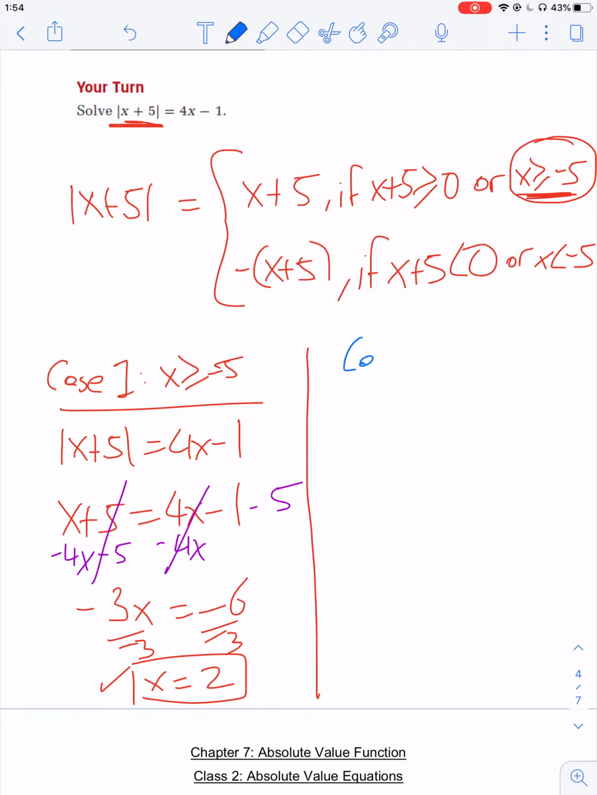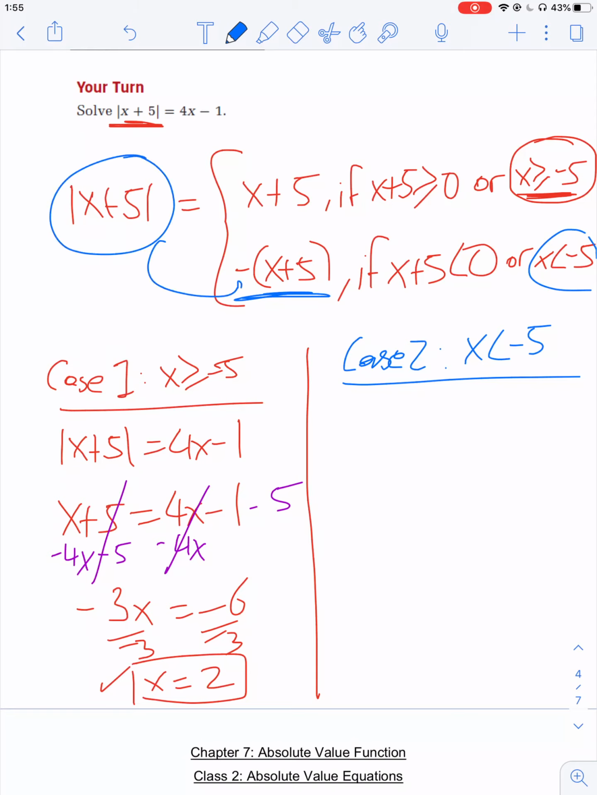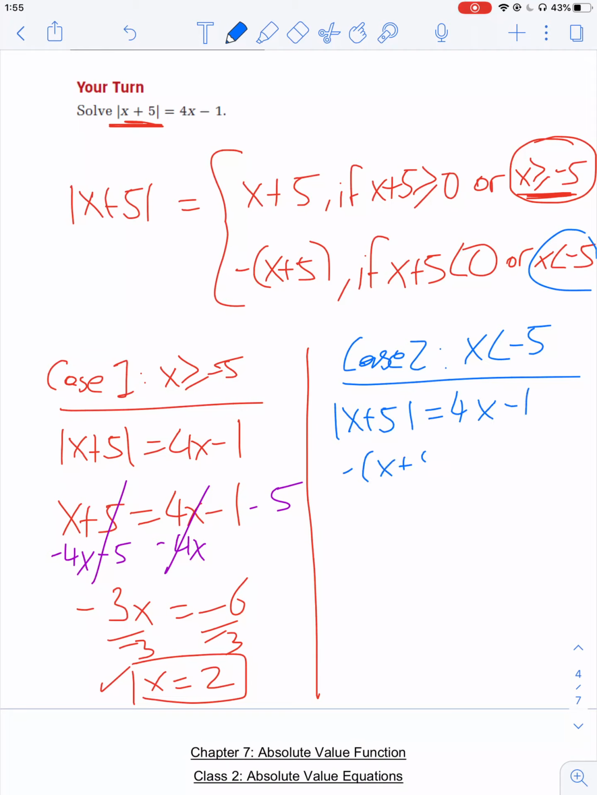Case 2 is when x is less than negative 5. When x is less than negative 5, that means the number on the inside will be negative, so I have to attach the minus sign to it. So I'm going to replace the absolute value by this. This is the initial equation, the absolute value of x plus 5 equals 4x minus 1. I'm going to replace that with minus (x plus 5) equals 4x minus 1.